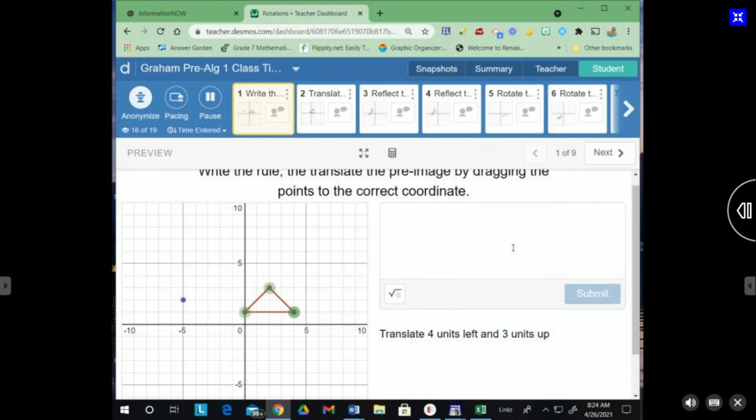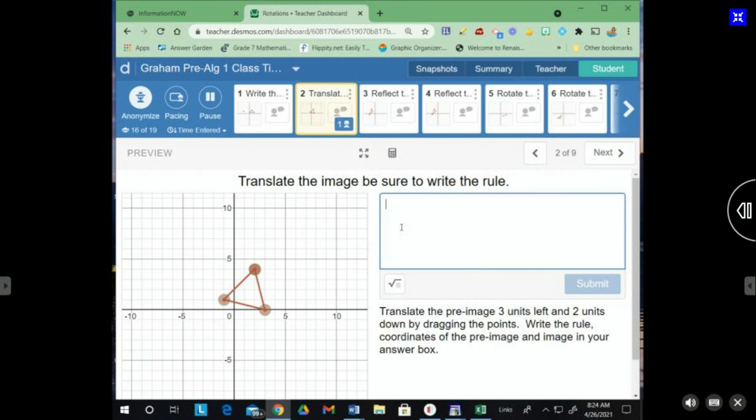All right, did we get 1 done? Didn't we get 1 done in class? Yes. So everybody should have their 1 done. Anybody have a problem with 1 yet? All right, what about 2? What is the rule right there? X comma Y.